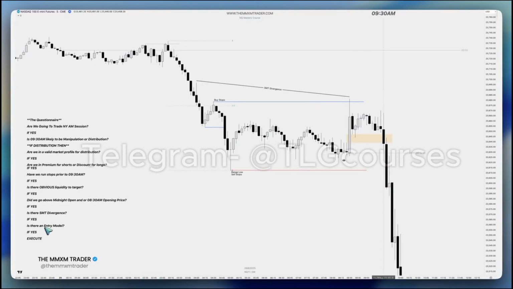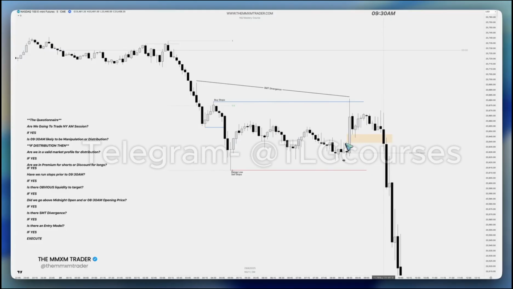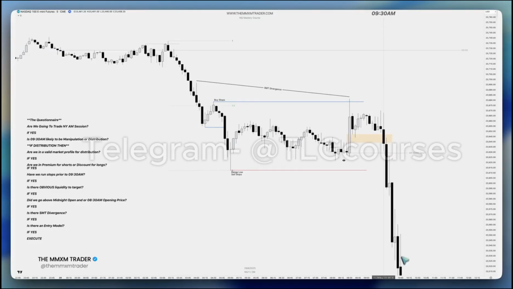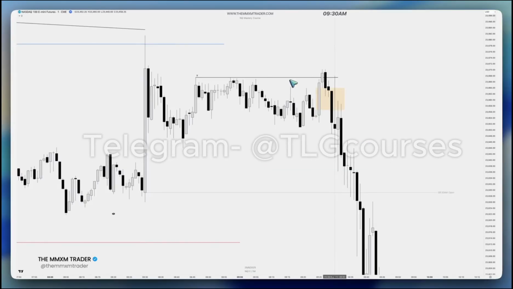Okay. Is there an entry model? On the 5-minute time frame, we do have an entry model here when we close below the bullish FVG here, confirming this as an IFVG. It shorts and distributes at 9:30 a.m. Okay, now let's look at this with 9:30 a.m.'s actual candle on a 1-minute chart.